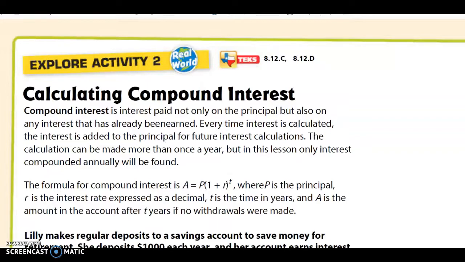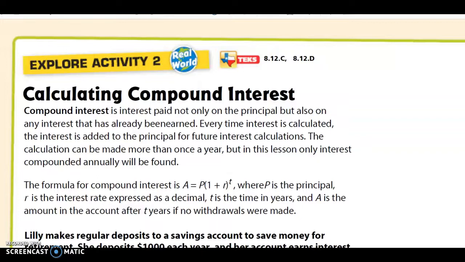Now, your formula for compound interest is going to be A, that's the amount that would be in the account after a certain number of years. So again, A is equal to P, which is principal, times 1 plus your rate, which is always in decimal form, to the power of the time, okay? And remember, your time is always going to be in years.